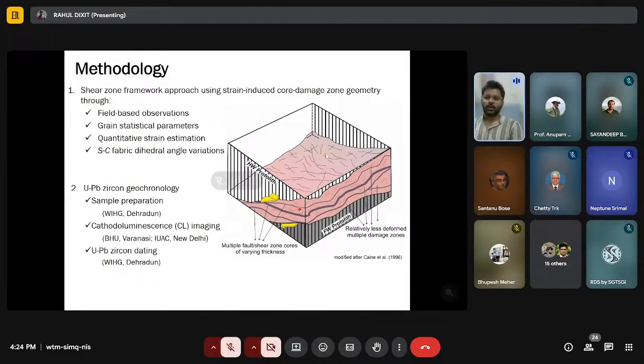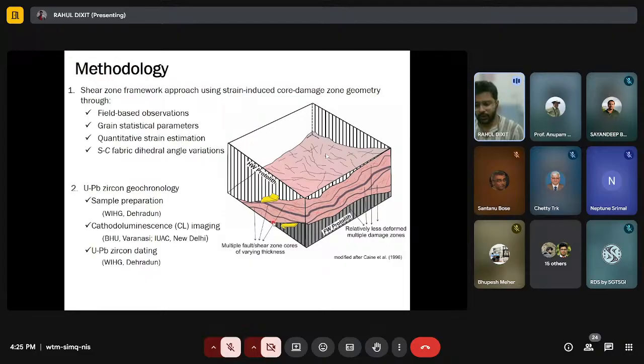As we are aware, a given fault or shear zone usually consists of a centralized core, which basically experiences the maximum shortening and consists of highly deformed structures. We also see the accumulation of high strain within the centralized core, and these cores are usually surrounded by moderate to low strain damage zone structures.